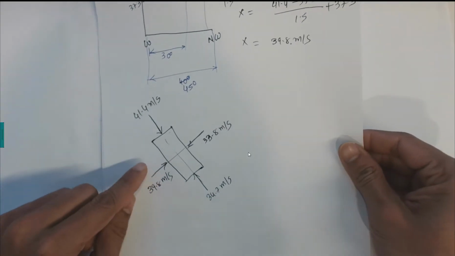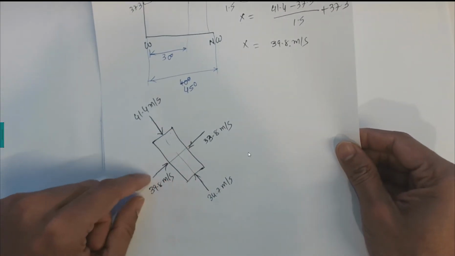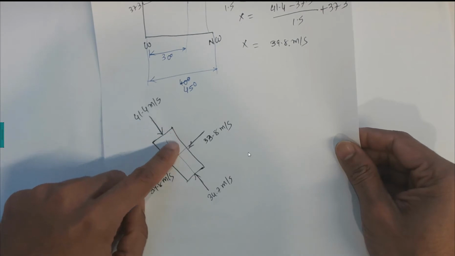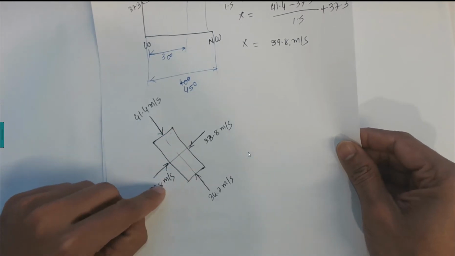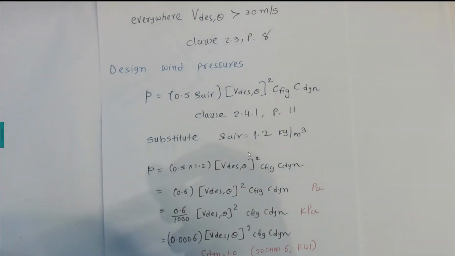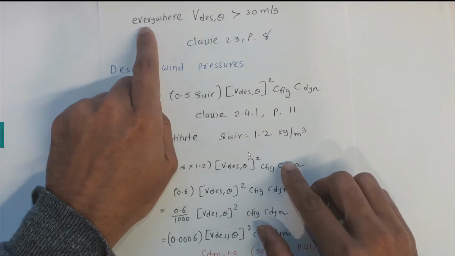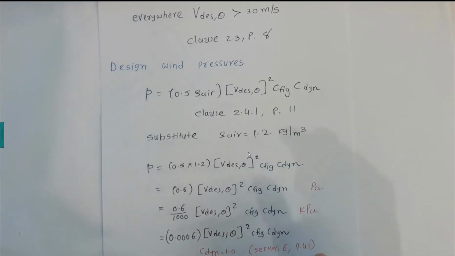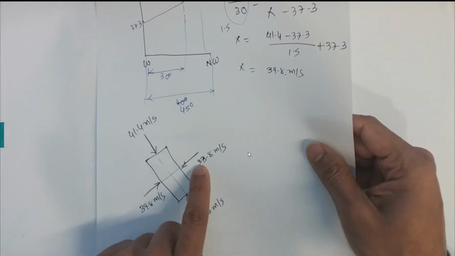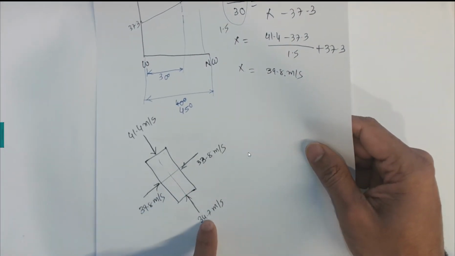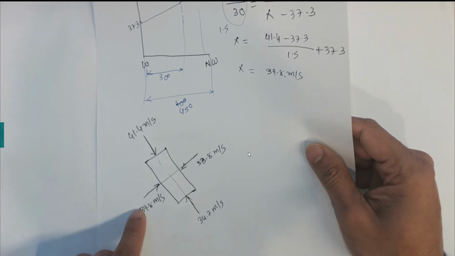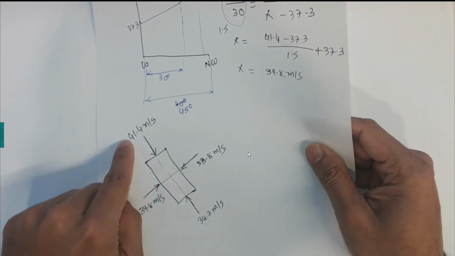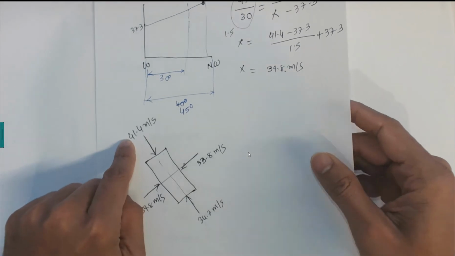Continuing straight from the previous video, where we calculated the design wind speed for the 4 orthogonal directions. Now the next step is to check that the design wind speed is greater than 30 meters per second everywhere. So we check 33.8, which is greater than 30, 34.7, which is greater than 30, 40 meters per second, which is greater than 30, and 41.4 meters per second, which is greater than 30.